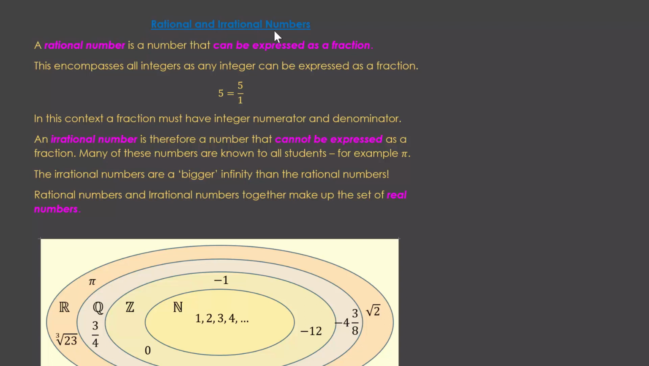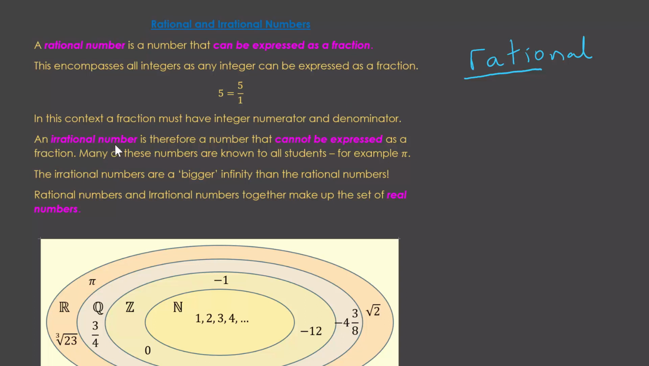Rational and irrational numbers. A rational number is a number that can be expressed as a fraction. In fact, when we write the word rational, the ratio part of it refers to a fraction. This encompasses all integers, as any integer can be expressed as a fraction. So 5, for example, can be expressed as 5/1. In this context, a fraction must have an integer numerator and denominator. So both the numerator and denominator have to be integers.